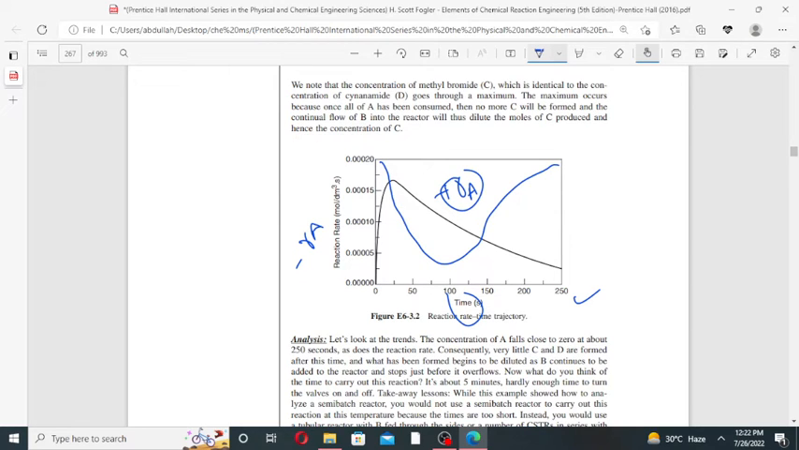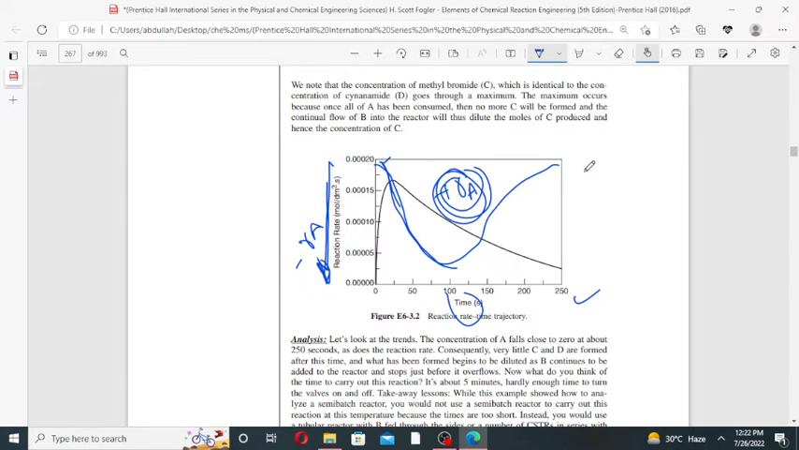So if you write plus RA or minus RA, you can easily determine that initially the rate increases, and the rate increasing will be from this side to this side with the passage of time.